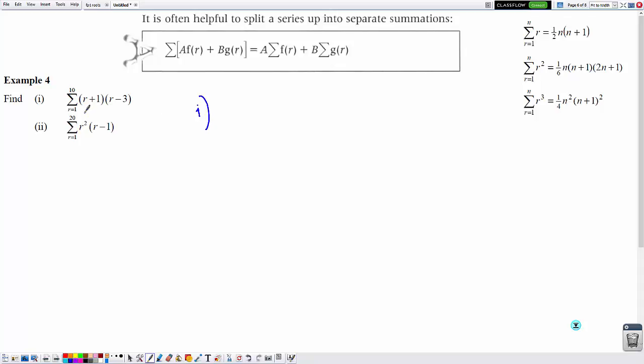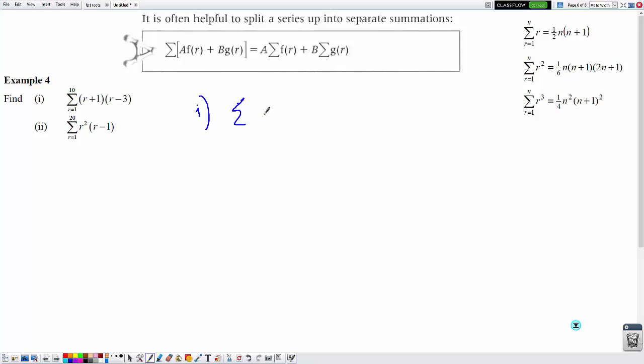So I've got sigma from 1 to 10 of (r plus 1)(r minus 3). Now I can't split this up yet. So what do I need? I need an addition to split it up, or I need something factorized that I can factorize out. I can't do that here. By the way, notice this a and this b are constants. So you can't just take out r plus 1, because r plus 1 is not a constant. r changes. r goes from 1 to 10. So when you see something like this, you do need to multiply it out.